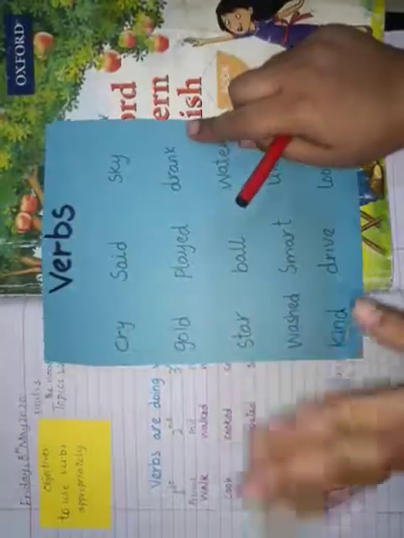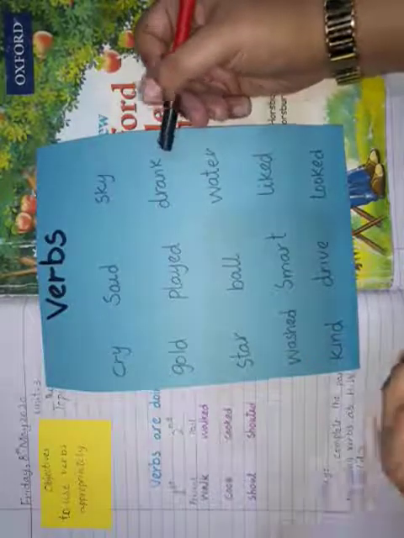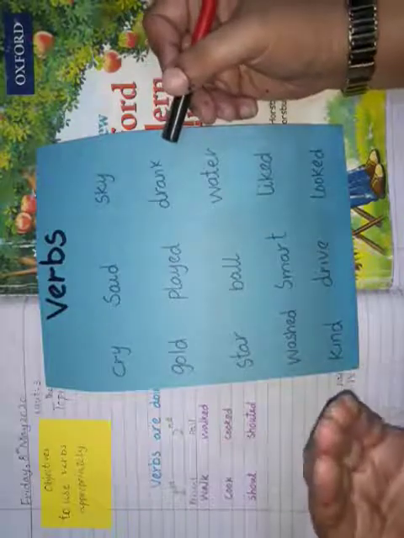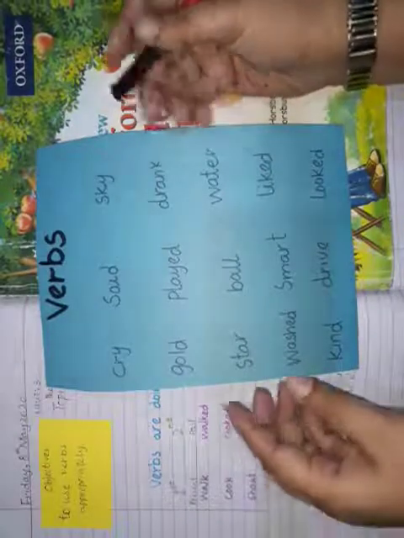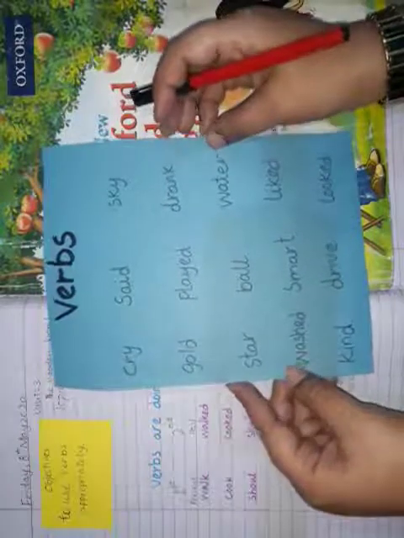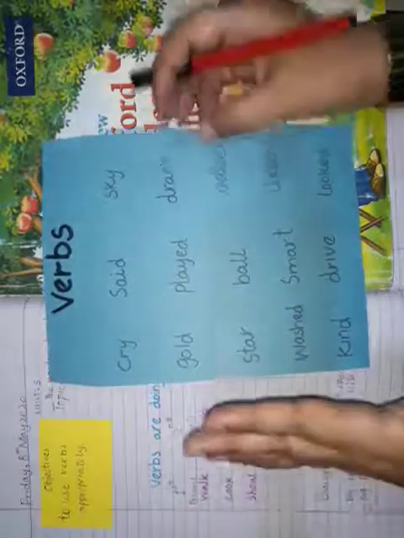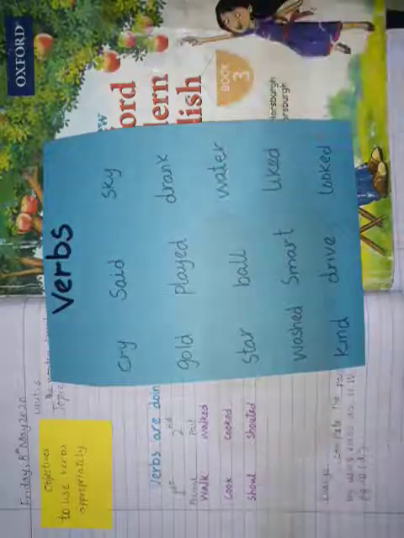Alright, as all of you know, a verb is an action word and a doing word. A word that shows some kind of action is called a verb. Alright, so these are a few words. So let's see if you can mark the verbs correctly. यहाँ पे आपके पास different words हैं. Cry, said, play, sky, water, liked, ball, as you can see. So I want you to mark the verbs.